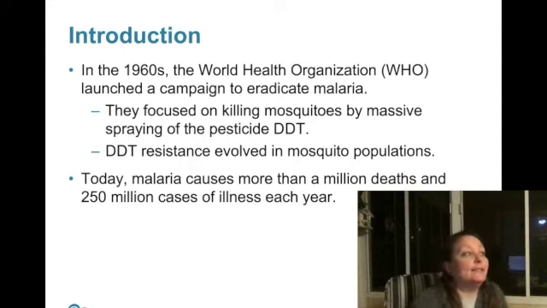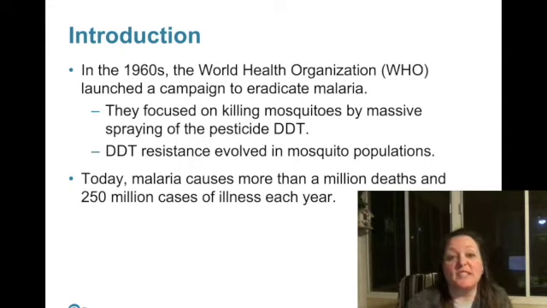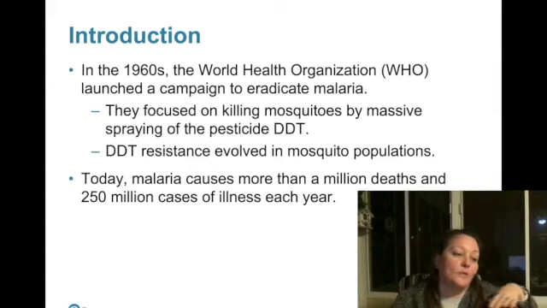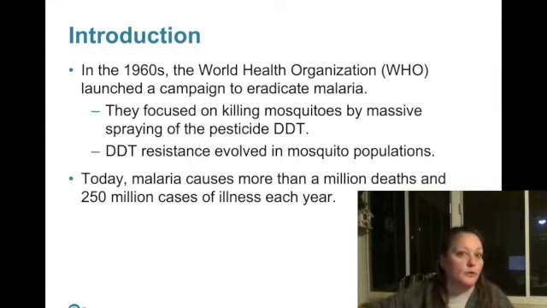Well, this basically caused a whole lot of issues, and one of them was that it made a lot of the mosquitoes resistant to DDT. Mainly because if you're killing off all of the weakest ones, the ones that aren't affected by it keep reproducing, hence a lot of mosquito populations becoming resistant. We'll go into this a little bit more in just a moment. As of today, malaria causes more than 1 million deaths and 250 million cases of illnesses each year.